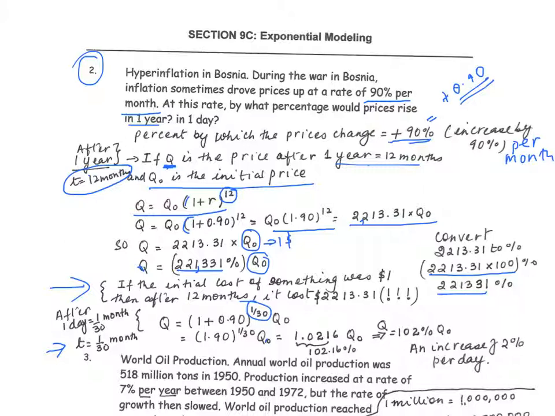Changing it to a percent, it would be 102% of Q naught. So the price change in one day is 102% of what it was on the previous day. So that is the rate at which the prices were increasing.